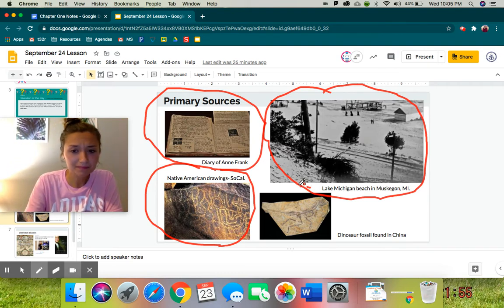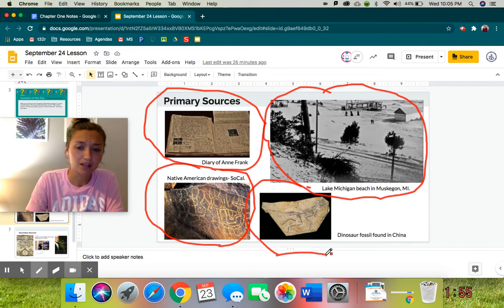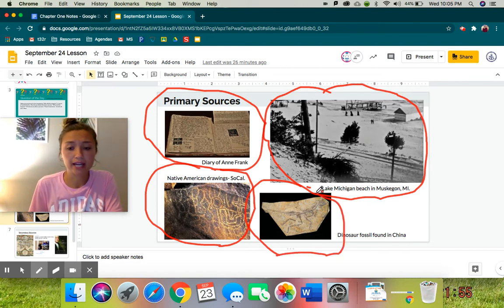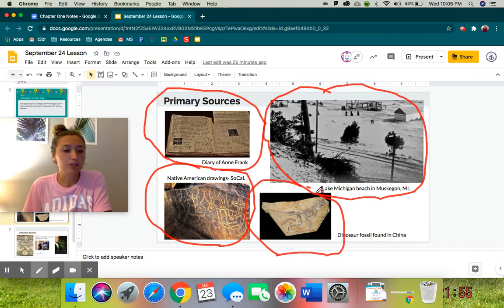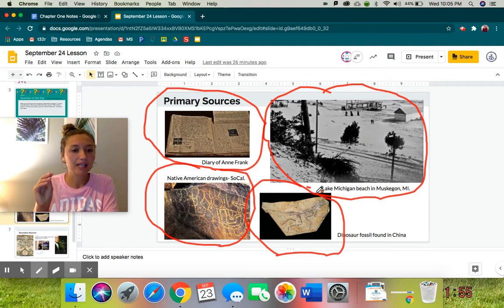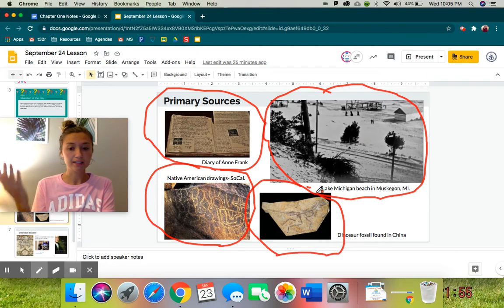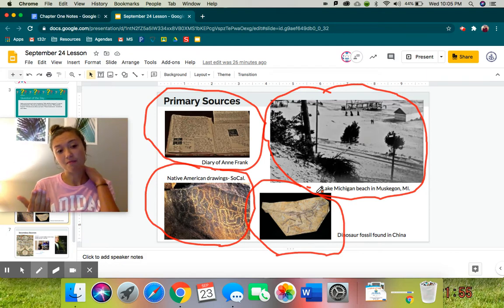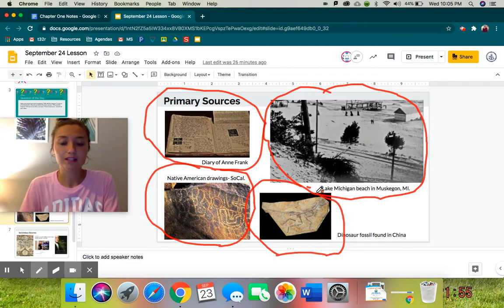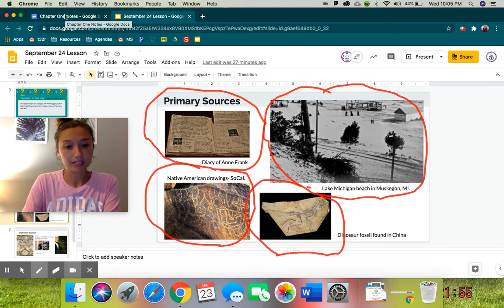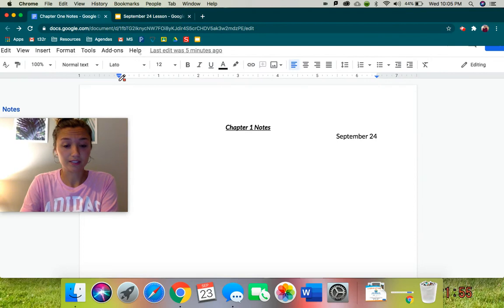And then we have a dinosaur fossil, which was found in China. I'm sure you've heard of fossils being an ancient artifact, and that's because they are. They're something that we can see from a very long time ago. And so that's an example of a dinosaur fossil. So let's go back to our chapter one notes, and we're going to now write about primary sources.